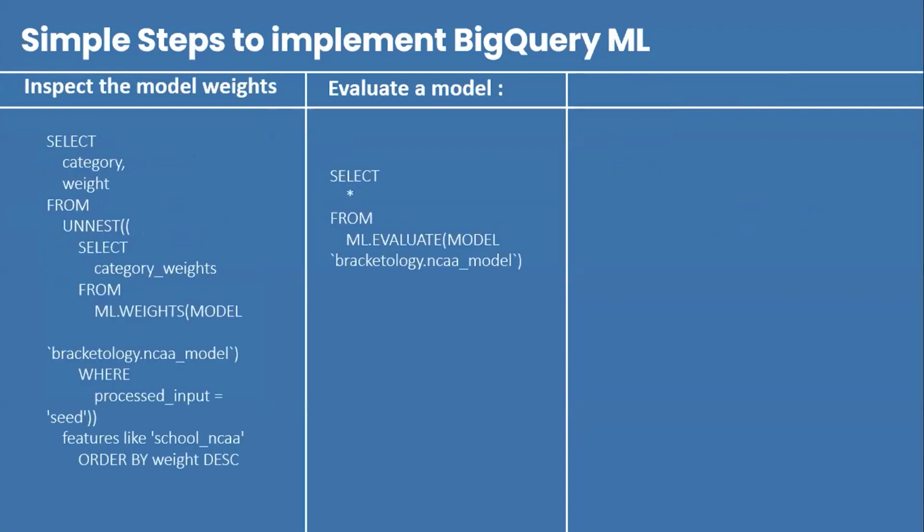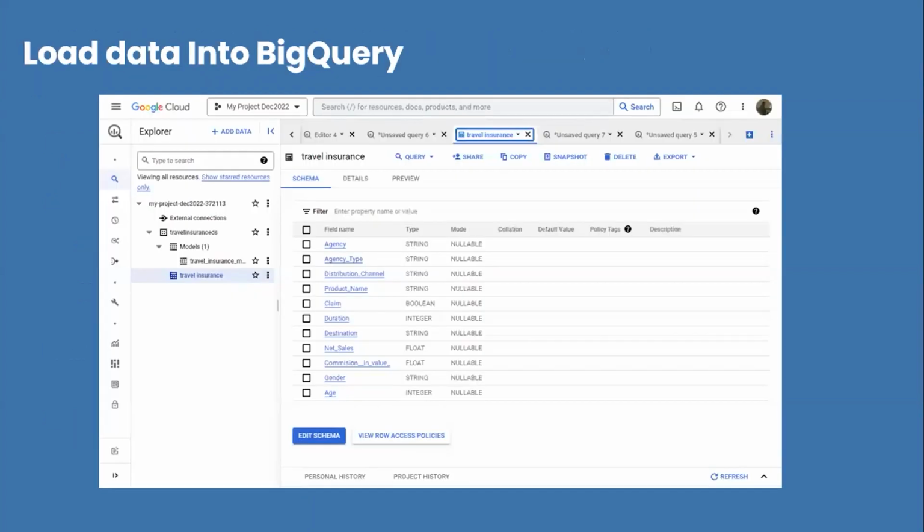So here the simple statement actually talks about selecting the different categories, the model weights, the category and weight syntax. Directly you can run this query and get that information. So this is the simple demo.